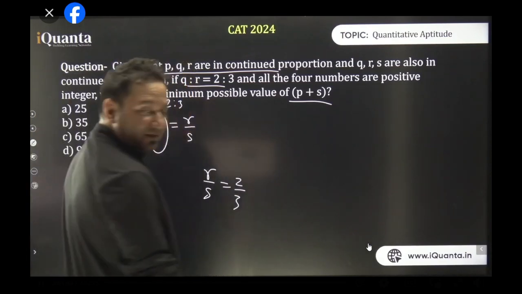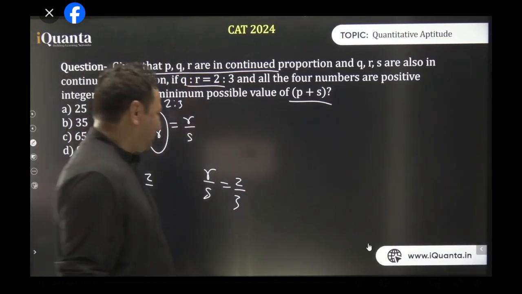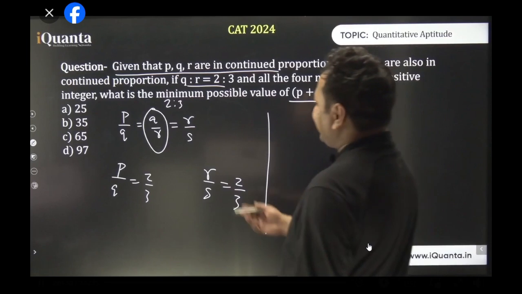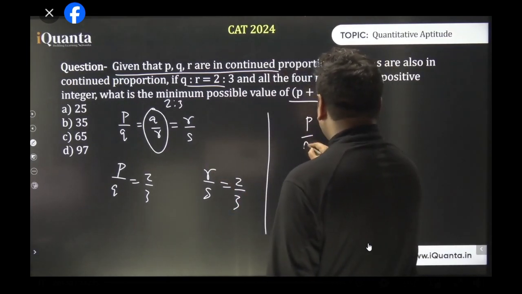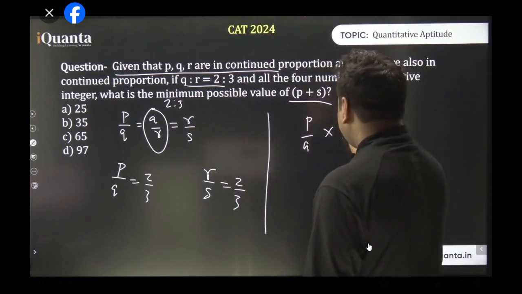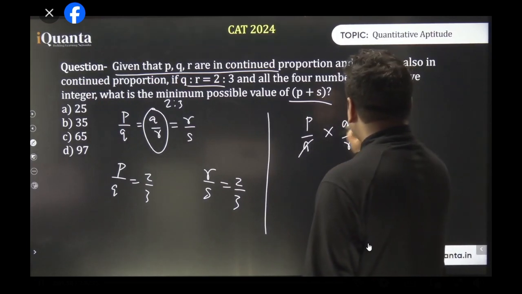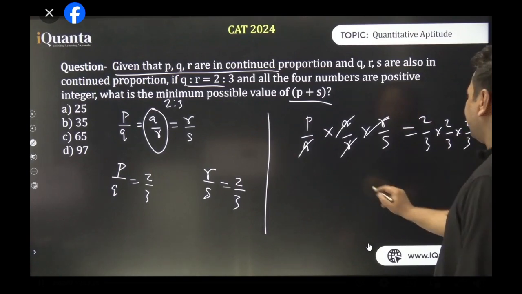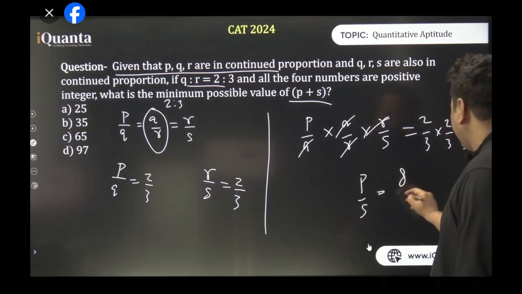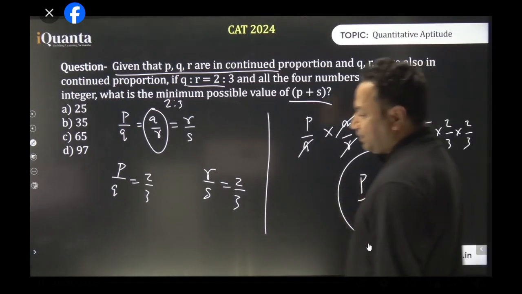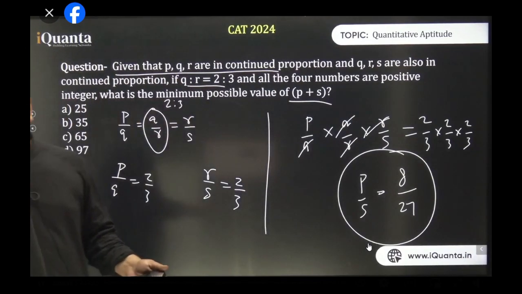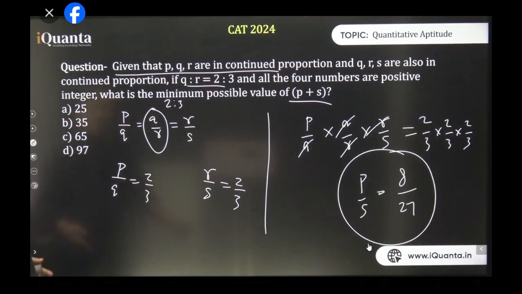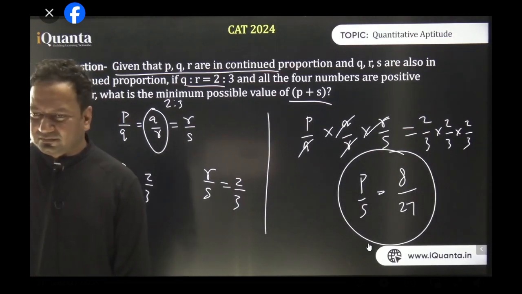Vidushi says multiplying all. Very good. So all of them are equal to 2 by 3. I told you a cool technique: we can multiply all of them, and when we multiply, all the common things just get cancelled. So they are 2 by 3 into 2 by 3 into 2 by 3. So P by S becomes 8 upon how much? 27. So P by S is 8 by 27. So P has to be at least 8 and S has to be at least 27. Answer is 35, 8 plus 27.